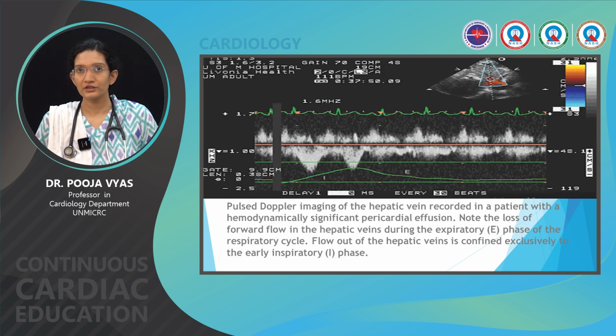Here we put the cursor in the hepatic vein, and pulse wave Doppler is showing that the flow happens only during inspiration and is confined within the inspiratory phase only, while there is loss of forward flow in the hepatic veins during the expiratory phase of the respiratory cycle. So, it happens in cardiac tamponade.